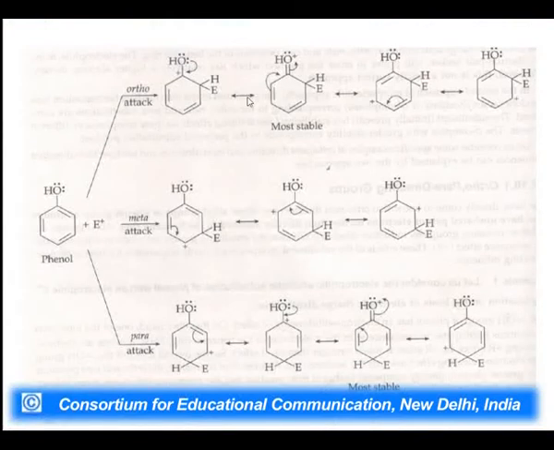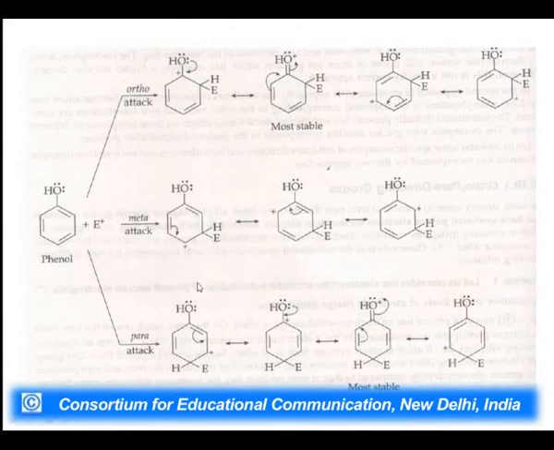If we now look into the carbocations which are formed by an attack of an electrophile at the ortho position, then we find that we have 4 resonating structures for this. And if we look, this structure is very stable, or is the most stable structure, because in this structure each carbon has its octet complete. So, this contributes maximum towards the resonance.